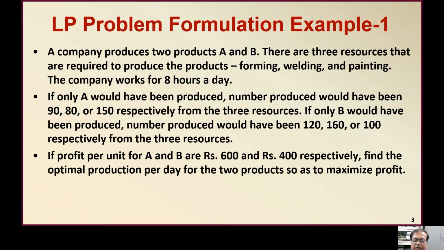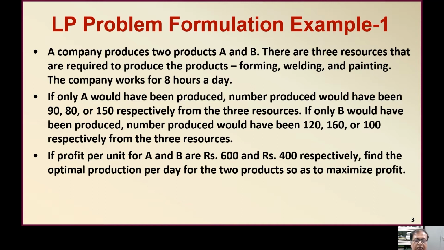So let us say product A to be produced is x1 and product B to be produced is x2. So what should be our objective function? Maximize z equal to 600 x1 plus 400 x2. So that is the objective function. What would be our non-negativity constraints? Obviously, x1 and x2 both should be greater than or equal to 0.